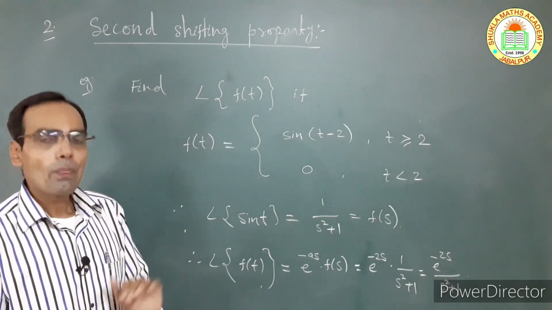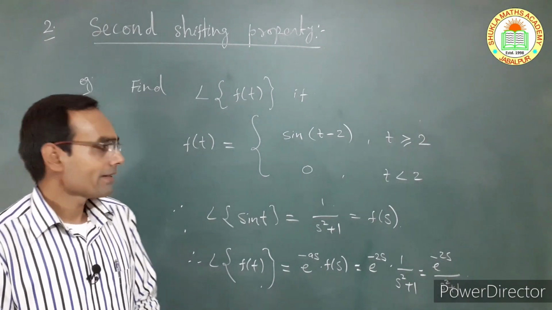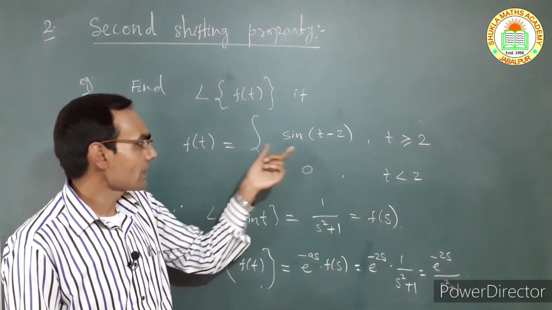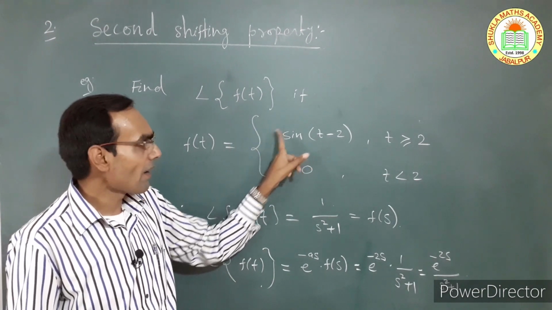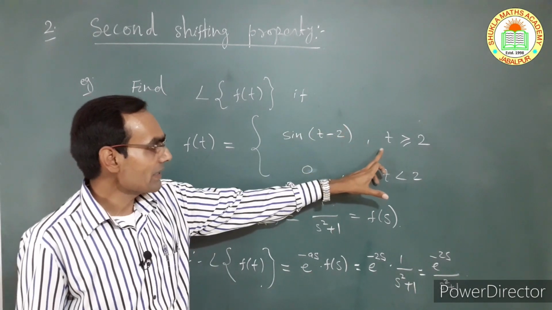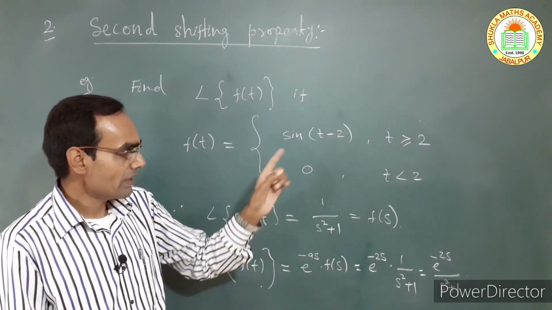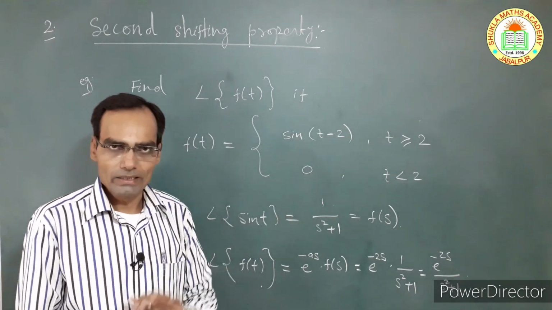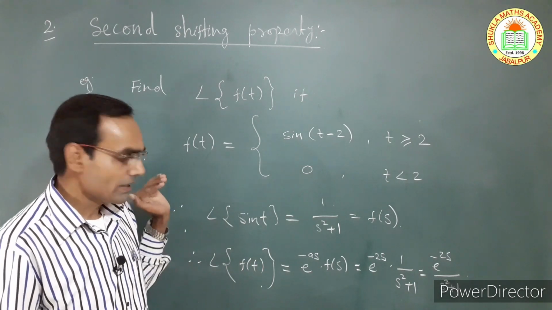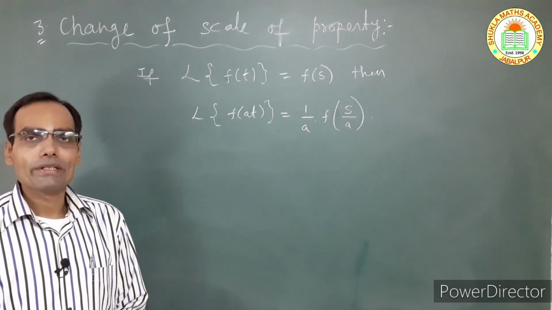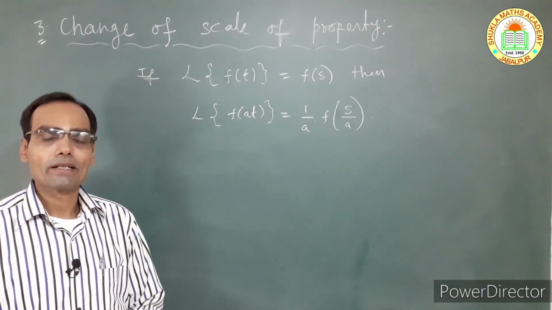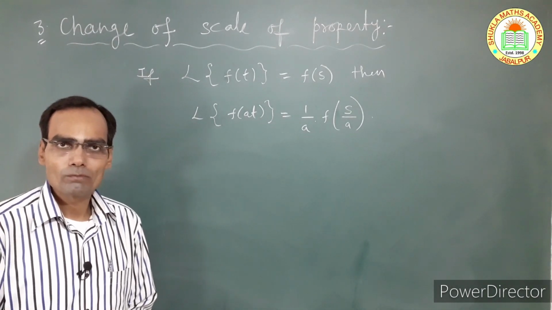So this property we must use when our function f(t) is given in this form. This form means the function f(t minus a) when t is greater than or equal to a, and it is 0 otherwise. So we must use the second shifting property. Now the next and third property is the change of scale property. That is a very important property of Laplace transform.